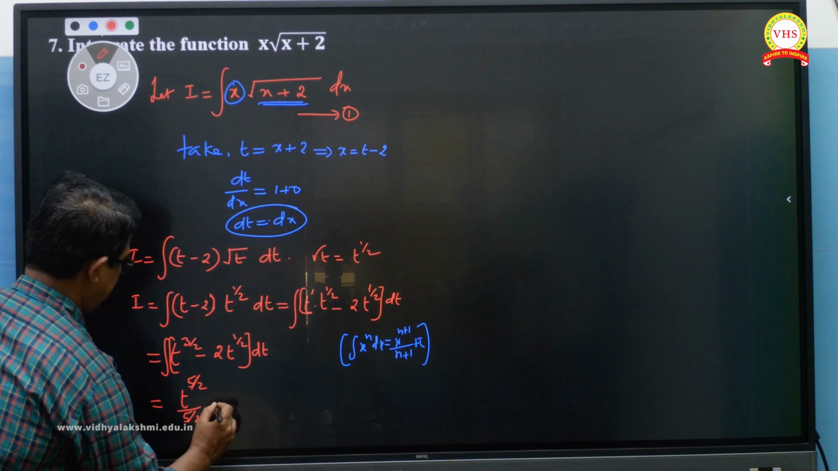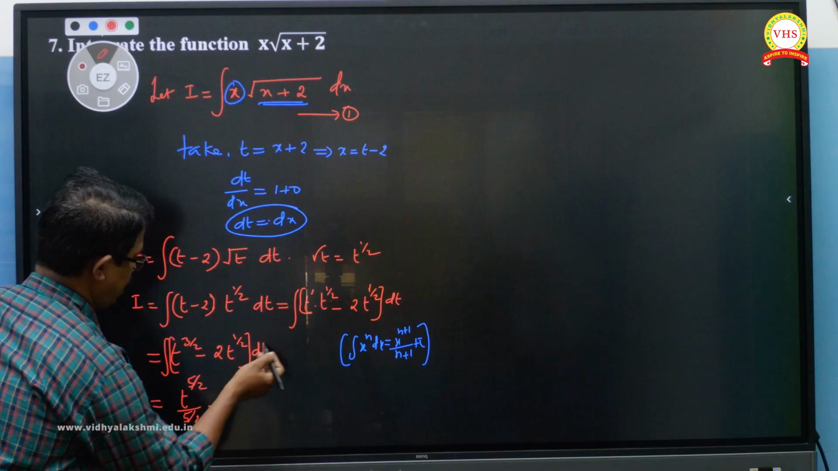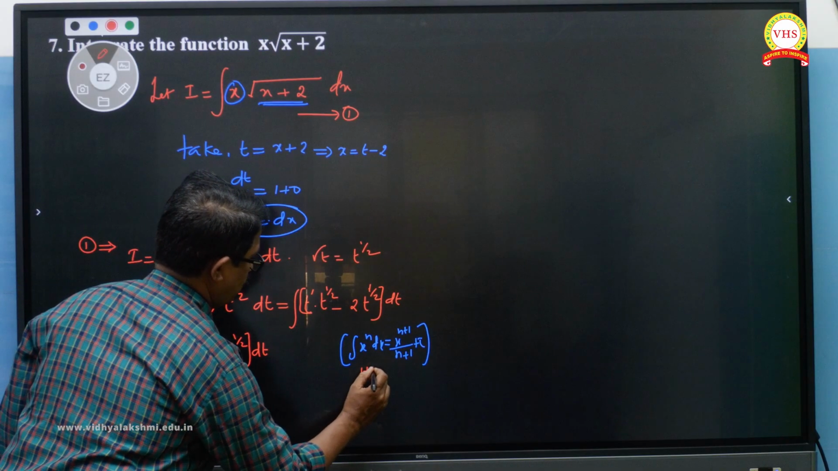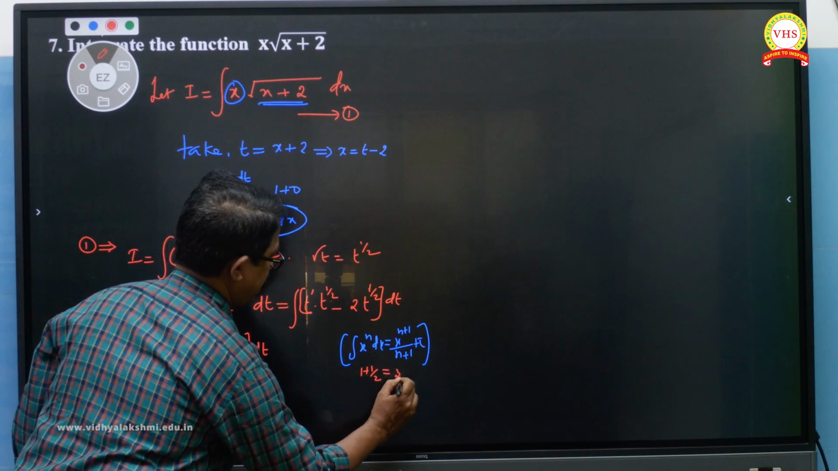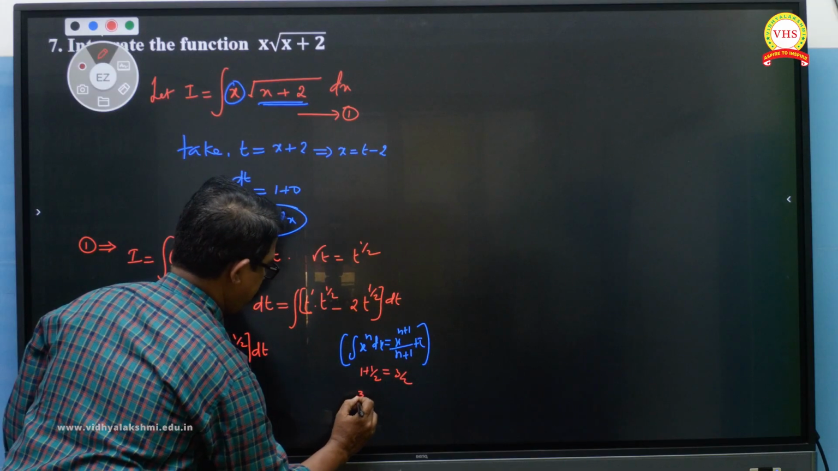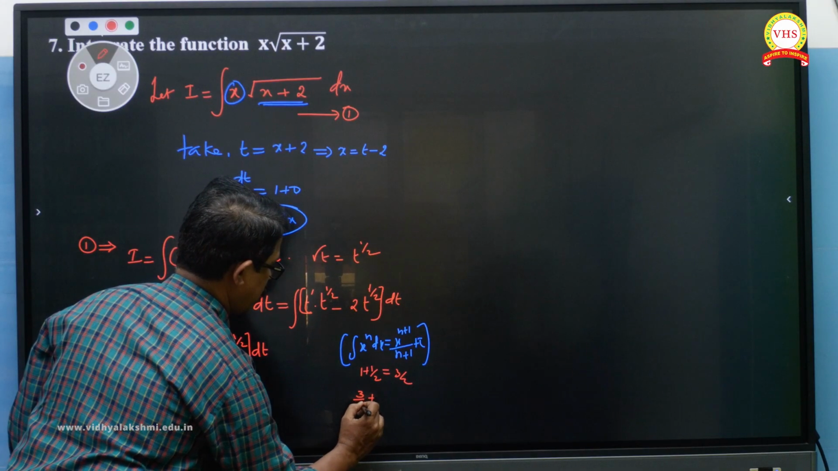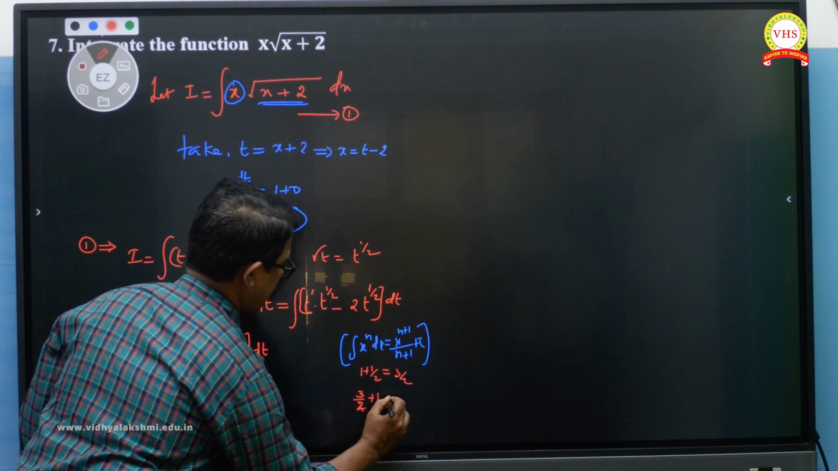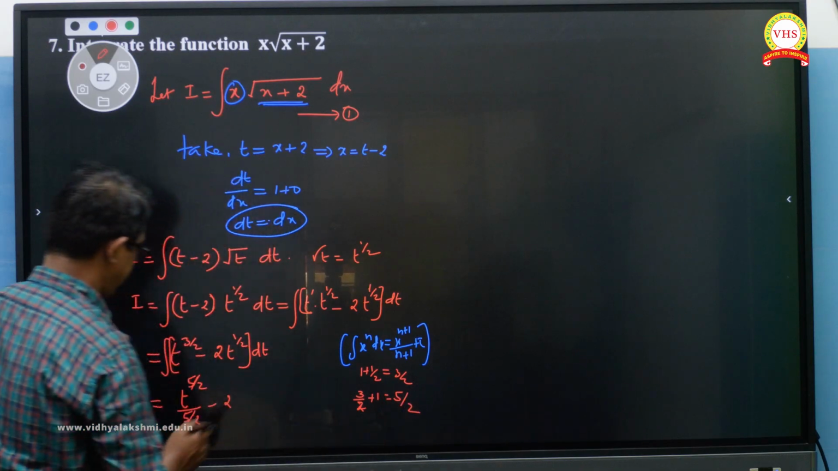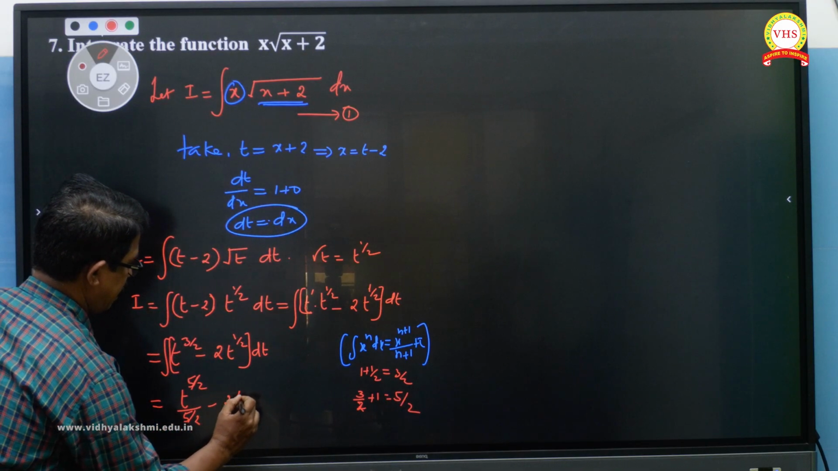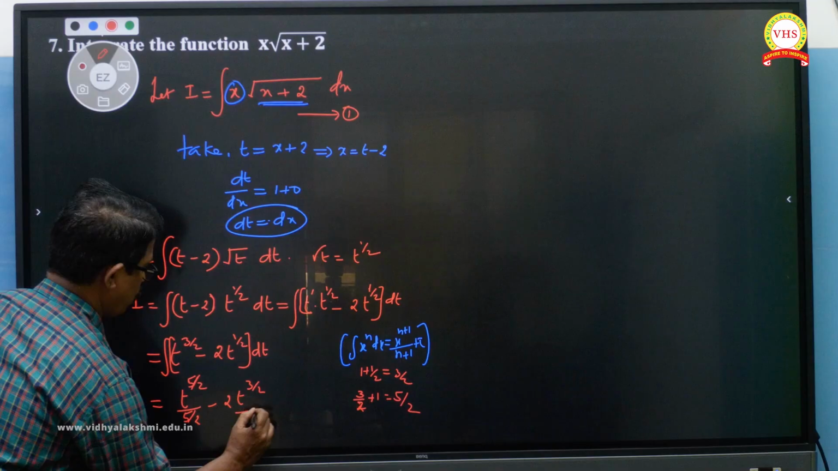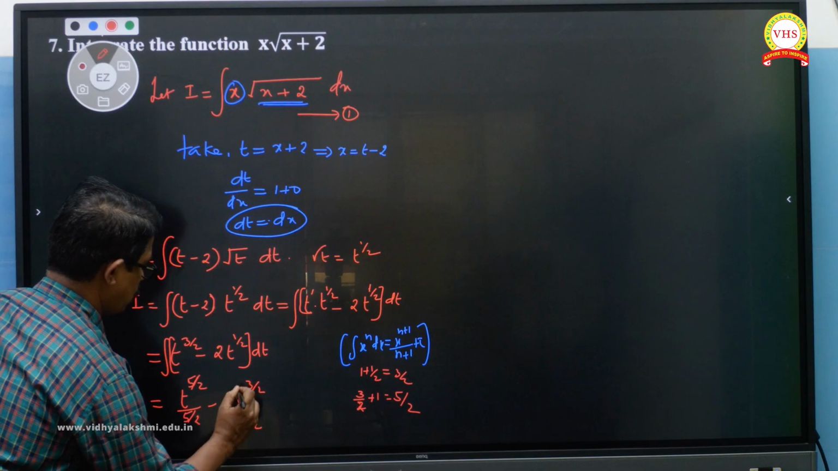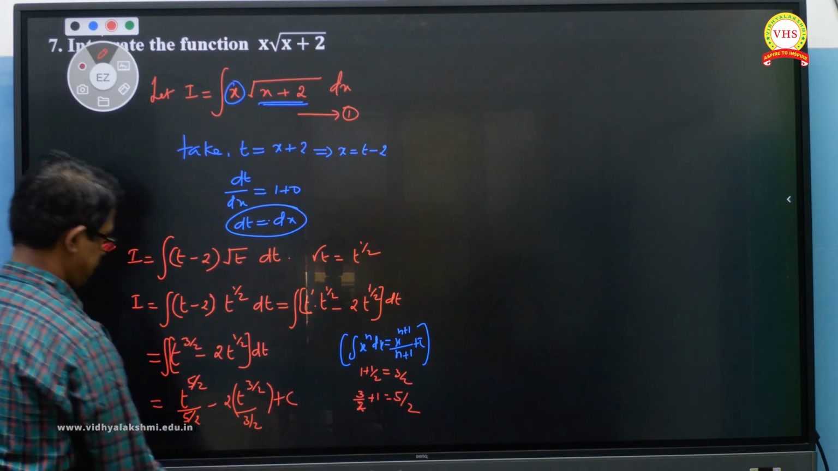And then minus 2 into t to the power of 1 by 2 plus 1. Here 1 by 2 plus 1 equal to 3 by 2. And 3 by 2 plus 1 equals 5 by 2, that's why I wrote it here. That is 2 into t to the power of 3 by 2, divided by 3 by 2, plus c.